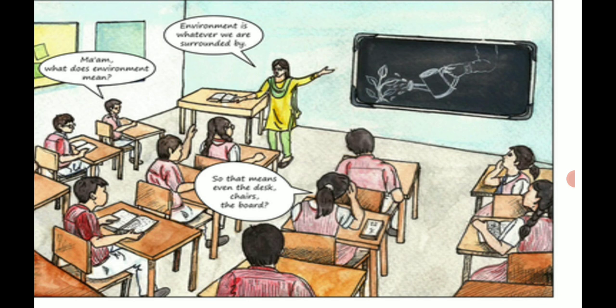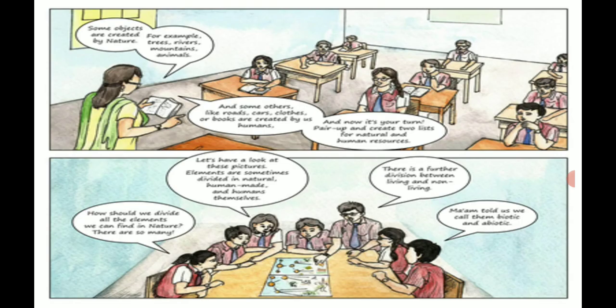So the teacher said, yes, but you have to take a correction here. What does that mean? Some objects are created by nature. For example, mountains, rivers, trees, animals. But some are there which are made by the people. They are created not by nature. They are created by the people. For example, roads, cars, clothes, books, isn't it?